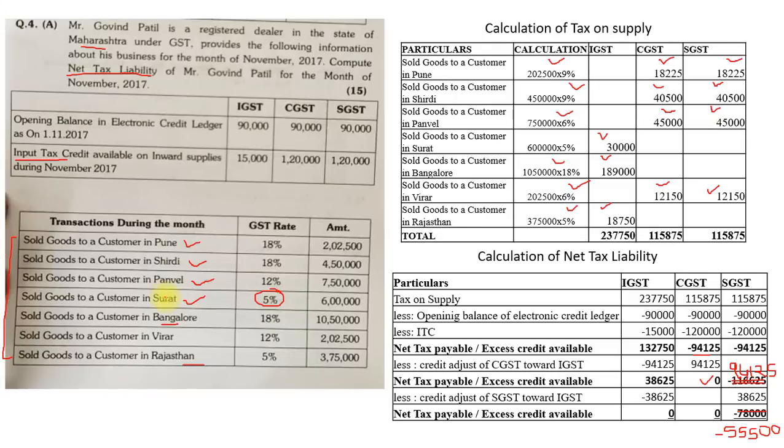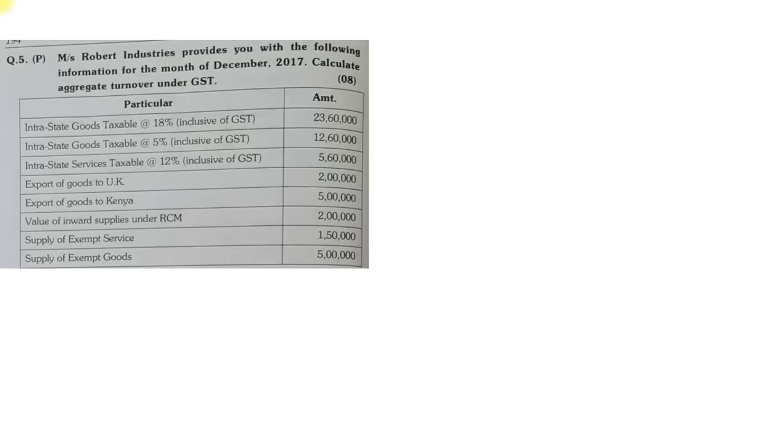Question number 4P. There was a misprint in that question paper, 4P. Messrs. Robert Industry provides you with the following information for the month of December.